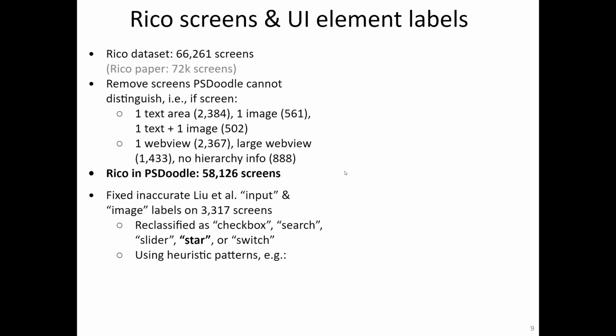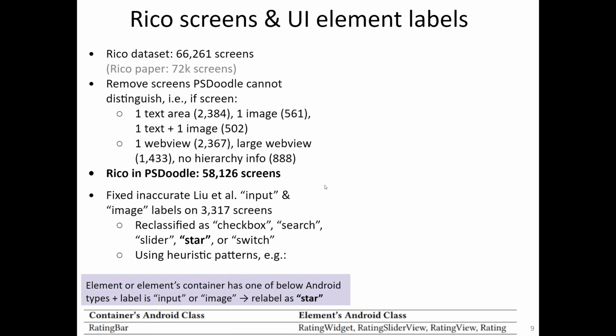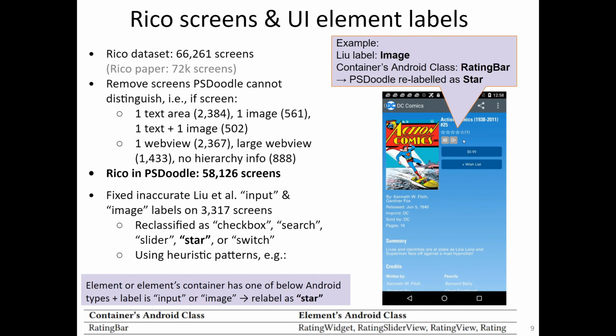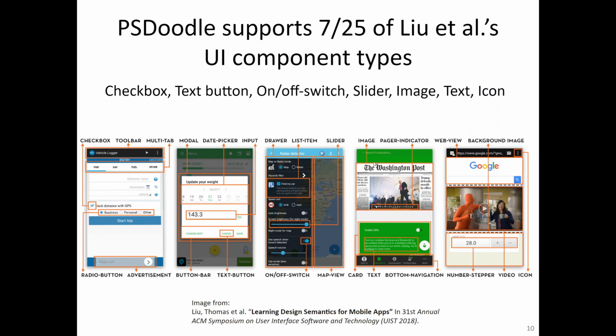There are also some inaccuracies in these Illuminator's labeling, like some UI elements labeled as input or image, but with a visualization of a star, checkbox, or search. So we use some heuristic patterns, like if the UI element is labeled as input or image and has a container's Android class as rating bar, then it is visualized as a star, as shown here. So PSDoodle relabeled them as a star.